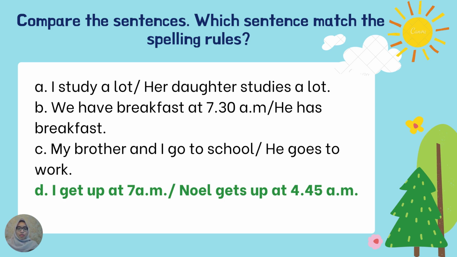So as you can see in the first sentence, the subject is I, so the verb used is the root word. There are no changes made. Meanwhile, for the second sentence, the subject is Noel, which is a he, so the verb there has an S added. So it becomes Noel gets up at 4:45 a.m.